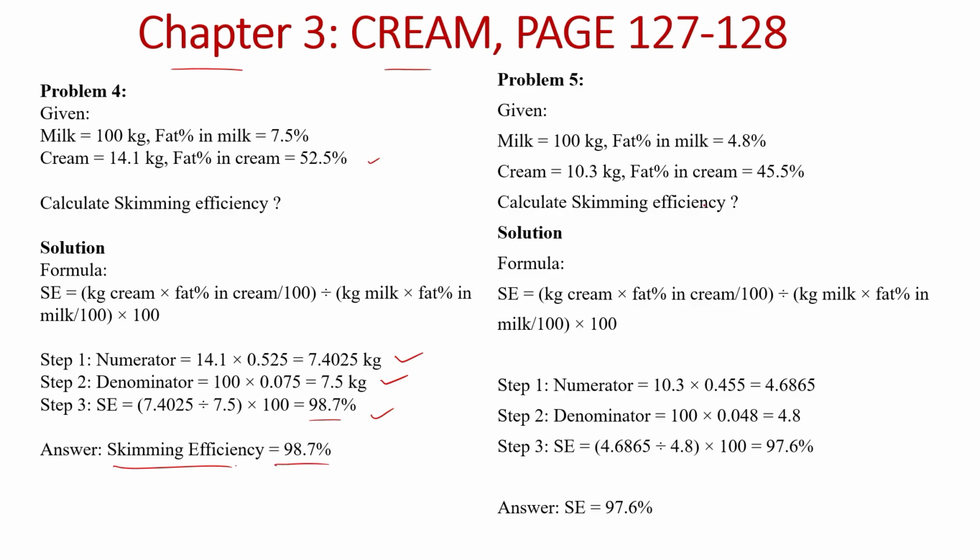Okay, now the same numerical in a similar way. Here also milk and the fat percentage in milk are given, and cream is given, and the fat percentage in cream is also given. So we can first calculate the fat content in cream, and then the fat content in milk. The fat content recovered in cream divided by the fat that is there in the milk, into 100, will give you the skimming efficiency.